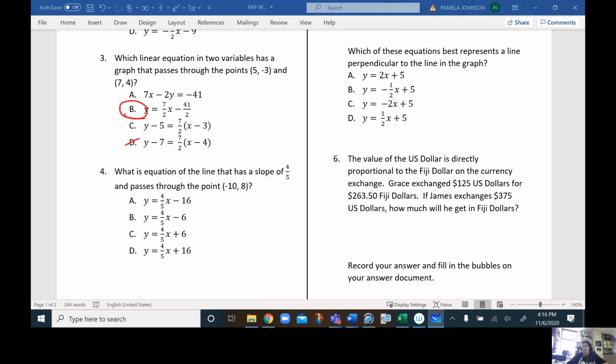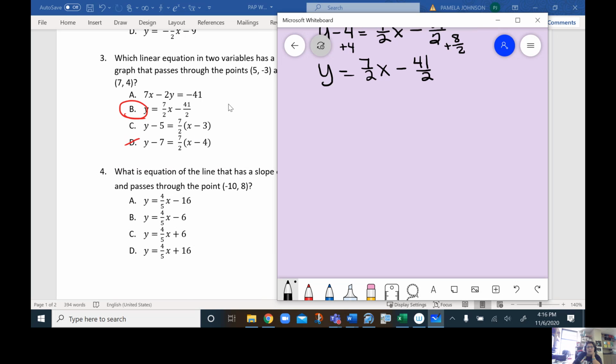We can go look at number 4. Number 4, what is the equation of the line that has a slope of 4/5 and passes through the point (-10, 8)? Once again, we're going to use our point slope. So for number 4, our slope is 4/5, and our point is (-10, 8), so our x1 and our y1.